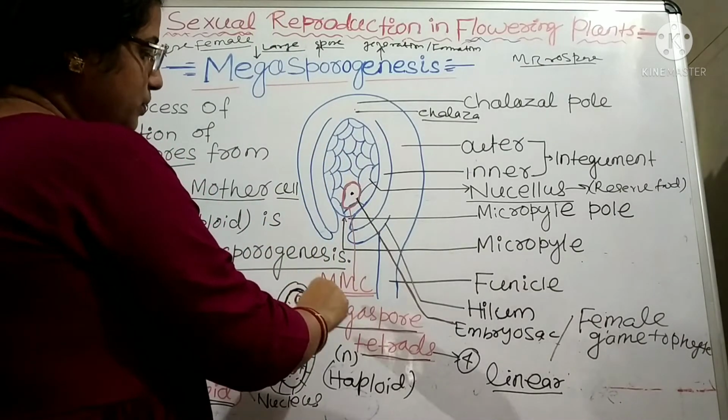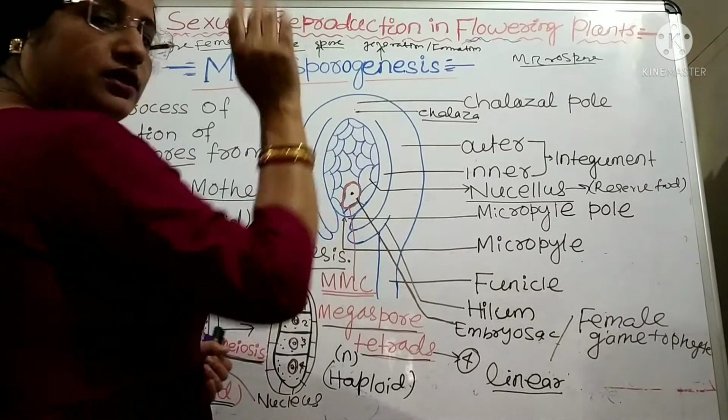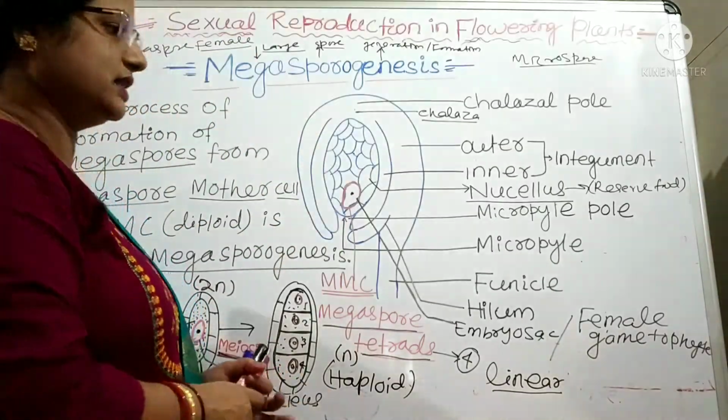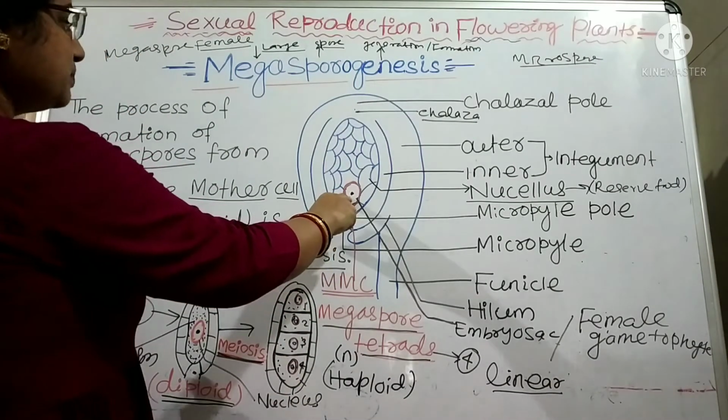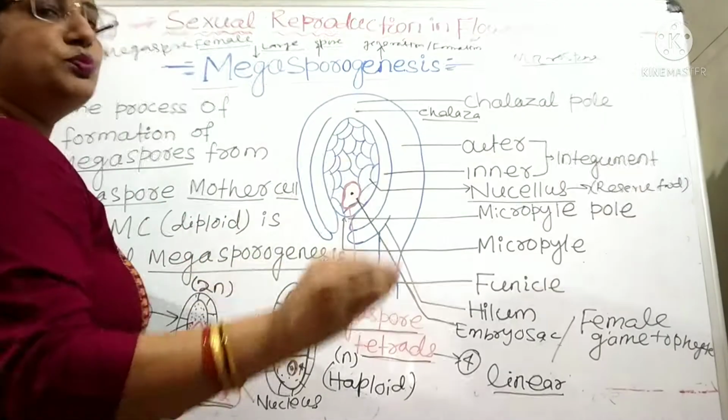M for megaspore, M for mother, C for cell, megaspore mother cells. And these megaspore mother cells undergo meiosis division.